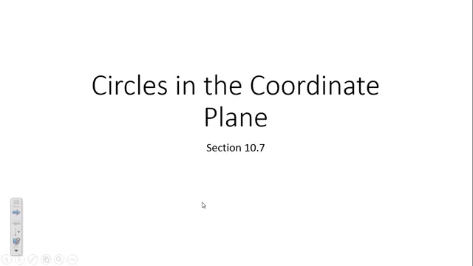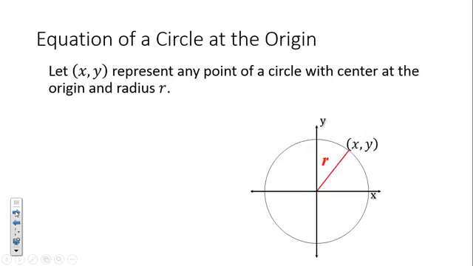Section 10.7 is on circles in the coordinate plane. So now we're talking about what this would look like. We've been working with circles all chapter long, but now we want to know what it's going to look like on the coordinate plane. Okay, so we start with an equation of a circle with the center at the origin.